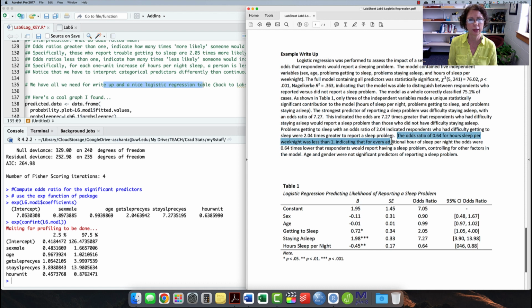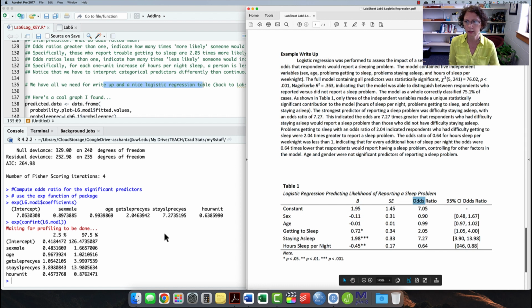The weird one is when now we're less than 1. So you want to be careful with your wording there: for every additional hour of sleep, the odds were 0.64 times lower that the respondents would report having a sleeping problem. And then, of course, age and gender were not significant predictors, so we don't even worry about putting that in the narrative about what the odds ratios were. The reader can always see the odds ratios for all of the variables in the table.